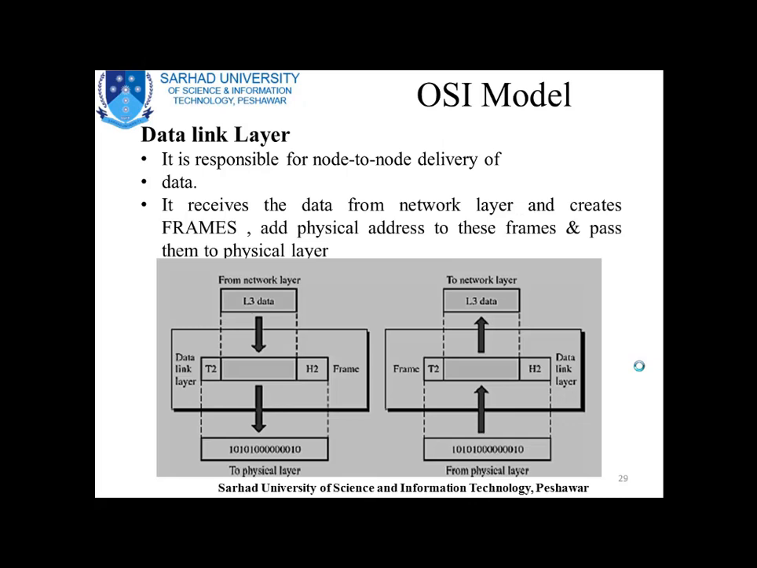After that there comes the data link layer. So data link layer is responsible for node to node delivery. It receives the packet from the network layer and creates frames rather than segments, which were generated by transport layer and given to the network layer.